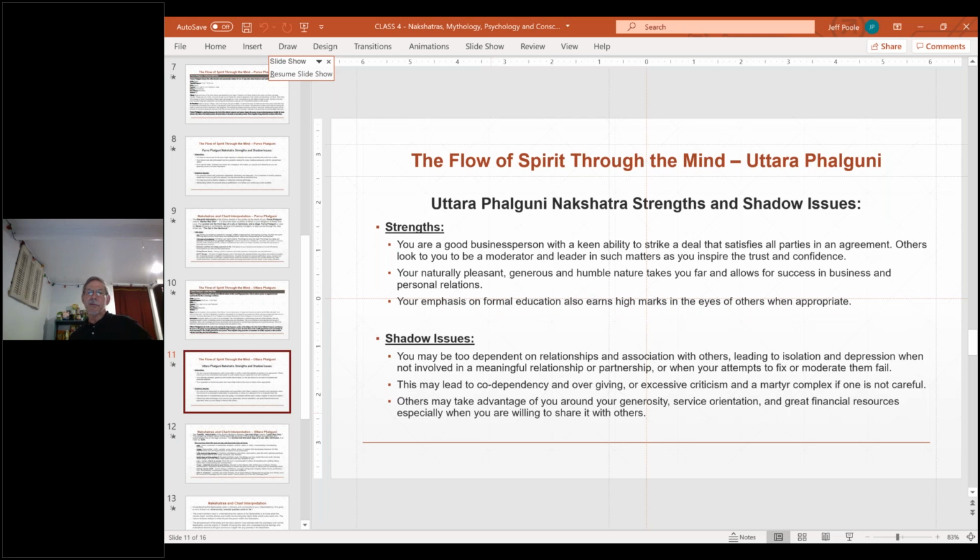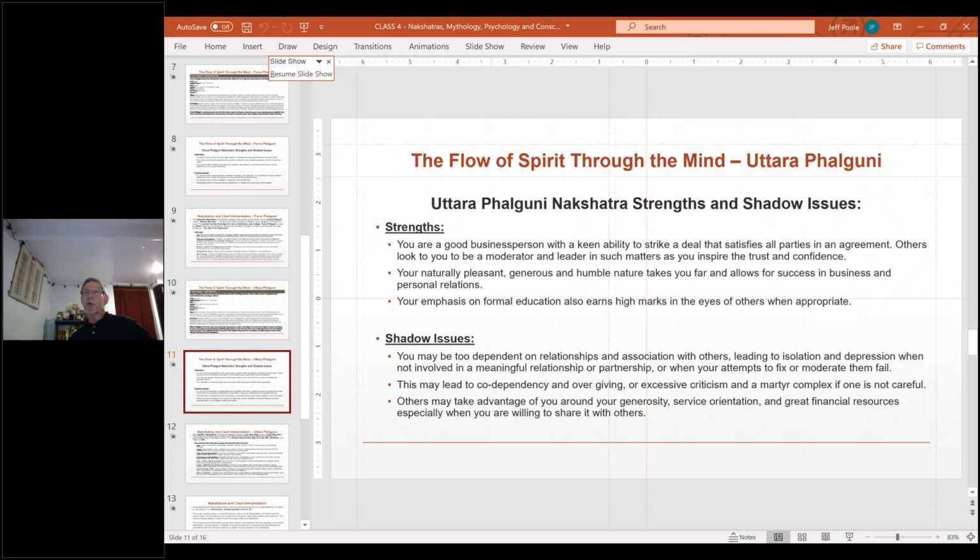And others may take advantage of you around your generosity and your service orientation, and your great financial resources, especially if you're willing to share it with everybody else. So you can look at that as a shadow issue if you're not aware of it, if you're being generous and you have lots to give and share.